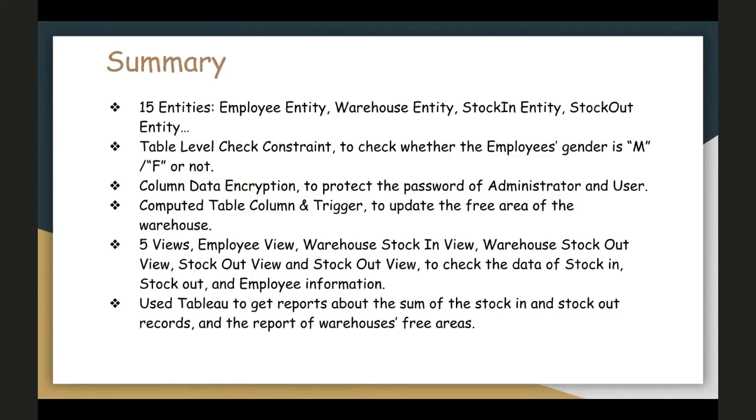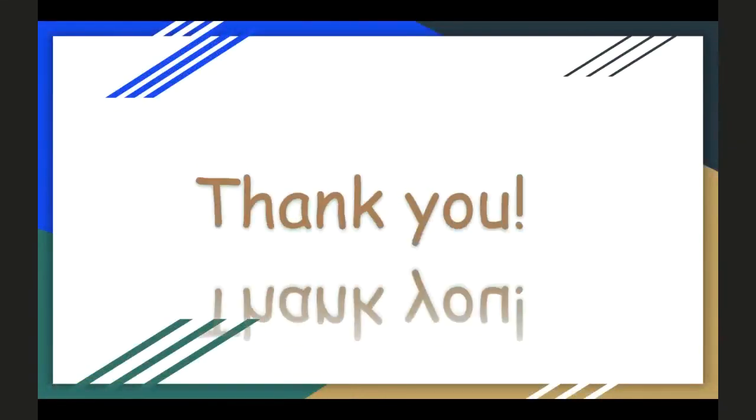In summary, we have 15 entities, as mentioned above. Second, we have a table level check constraint to check the employee's gender. Number 3, column data encryption to protect the password. And computed table column and trigger. We have 5 views, and we also used Tableau to get reports about the sum of the stock in and stock out records, and the report of warehouse failure. Okay, thank you.